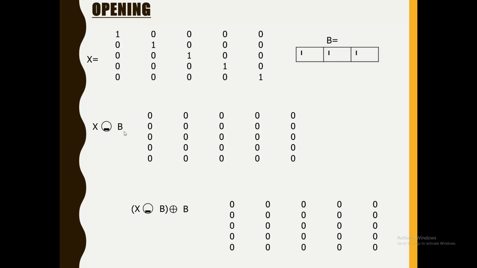So X eroded by B, the output is this one. Now we have to dilate it. Since there is no one, the output will remain 0. But we have to dilate with the same structuring element.